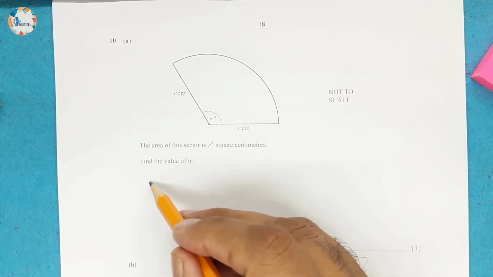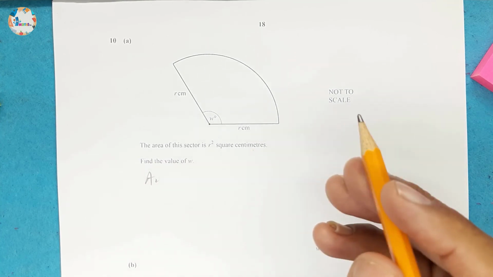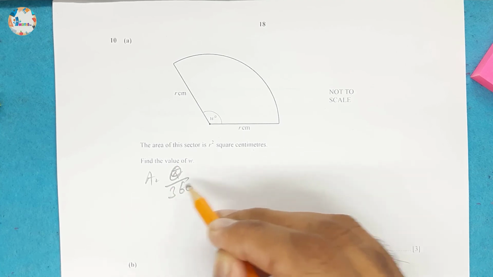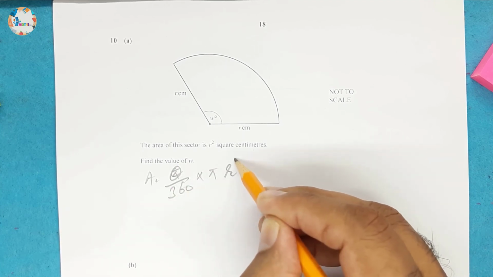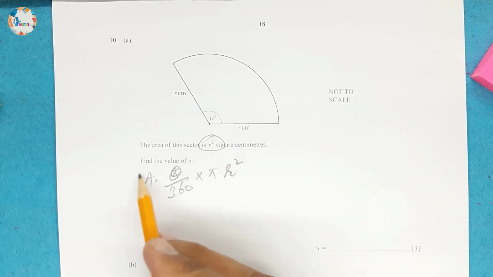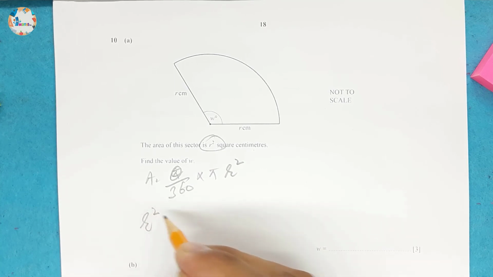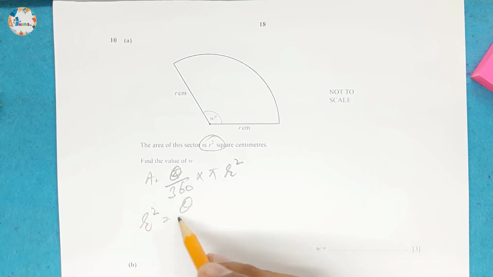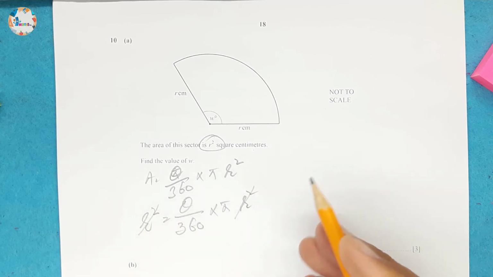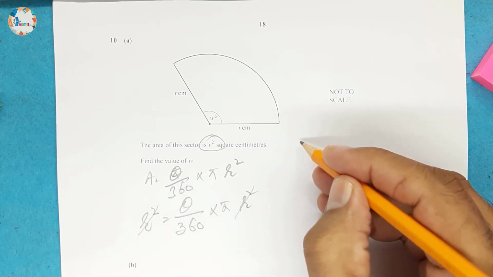Formula we can write: area is equal to pi r squared times theta over 360. This will be the area of the sector. It's given that the area of the sector is r squared, so we replace it here: r squared is equal to theta over 360 into pi r squared. So r squared we can cancel from both sides, so we can find the value of theta.